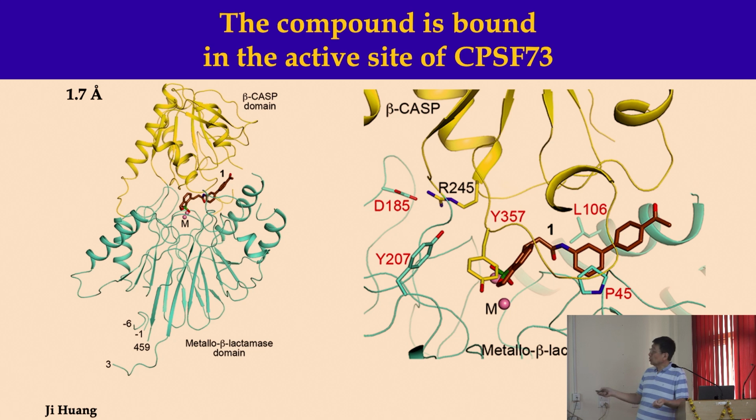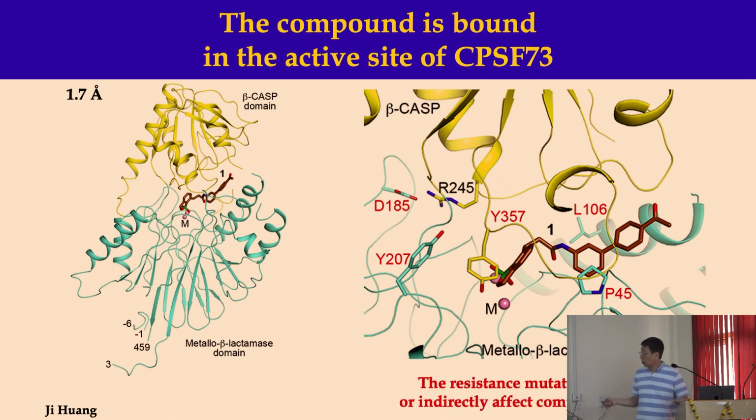Interestingly, the residues labeled in red are the ones found to confer resistance when mutated, especially protein 45 right here, directly on top of the inhibitor. So the structure confirms that the mutations either directly affect binding or indirectly act at the interface between the two domains, which probably affects the open-close transition that affects the binding of the compound.